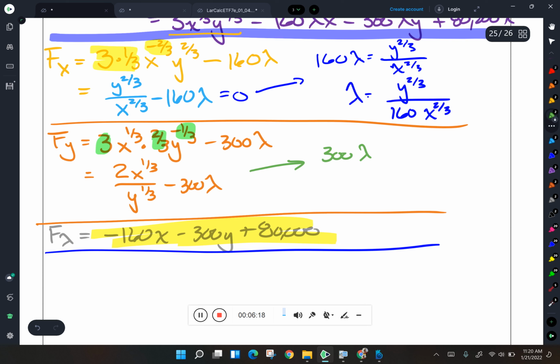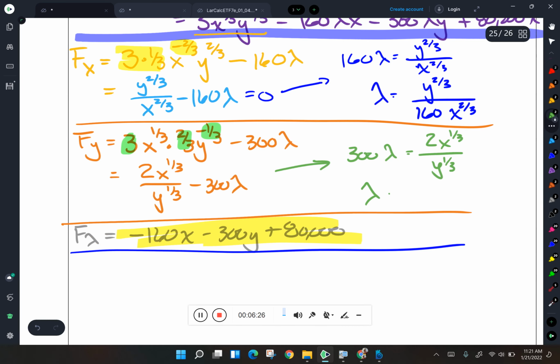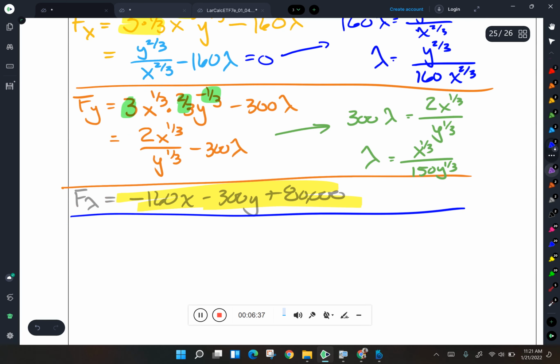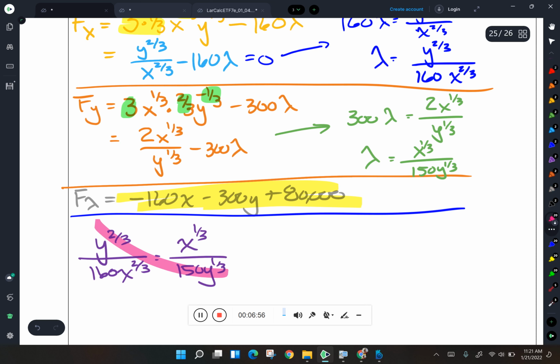300 lambda is equal to 2x to the 1/3 over y to the 1/3. Divide by 300, and I get that lambda is equal to x to the 1/3 over 150 y to the 1/3. Now I will set lambda equal to lambda, so y to the 2/3 over 160 x to the 2/3 is equal to x to the 1/3 over 150 y to the 1/3. Cross multiply.